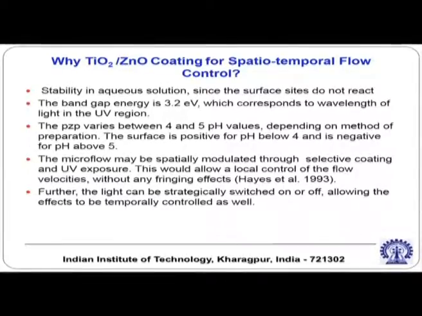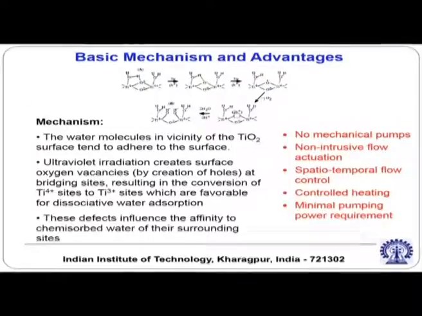The flow may be spatially modulated through selective coating and UV exposure. This will allow a local control of flow velocities without any fringing effects. Not only that, you can have a spatial control, and you can also have a temporal control by switching the light on and off. So you can have a time dependent and position dependent control by patterning the surface and by switching the light on and off.